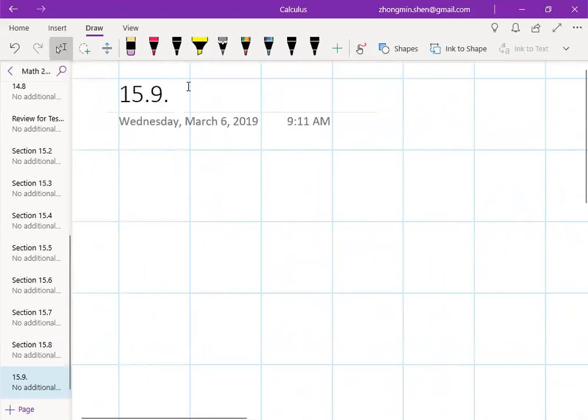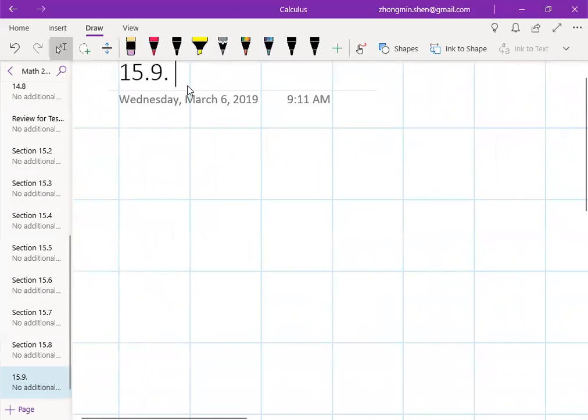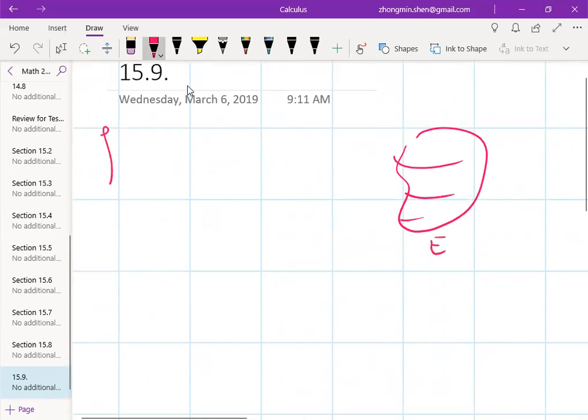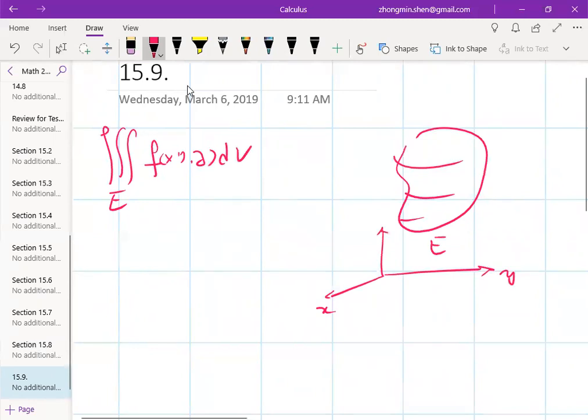So for a region in the 3-dimensional space, this is the E, right? How do we evaluate the triple integral of a function f of x, y, z, dV? There are a couple of ways to do it. One is you project the whole region onto the xy plane or xz plane. It really doesn't matter. Just for example, onto the xz plane, this is a shadow of the region. This is the D.